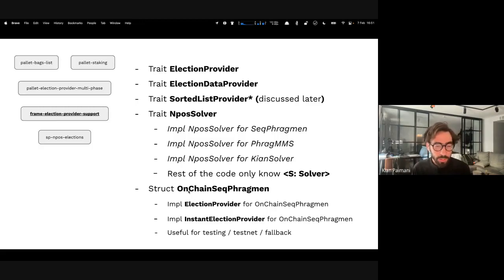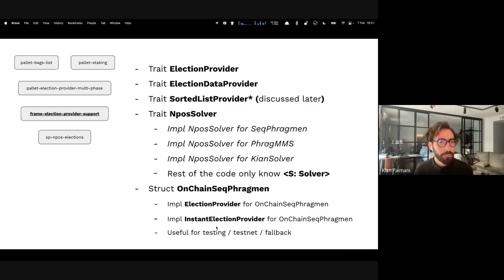We also have one struct here that implements election provider called on-chain sequential fragment. This is the one that actually does it on the fly right now, which, learning from history, you should probably not use in production, but it's very useful for testing, testnet, or fallbacks. This one also implements the instant election provider because it is instantaneous.